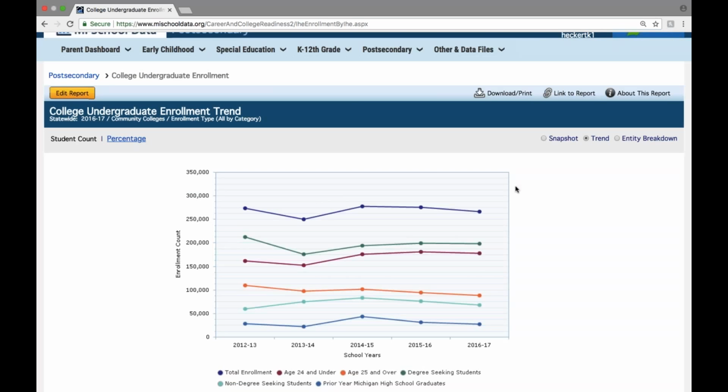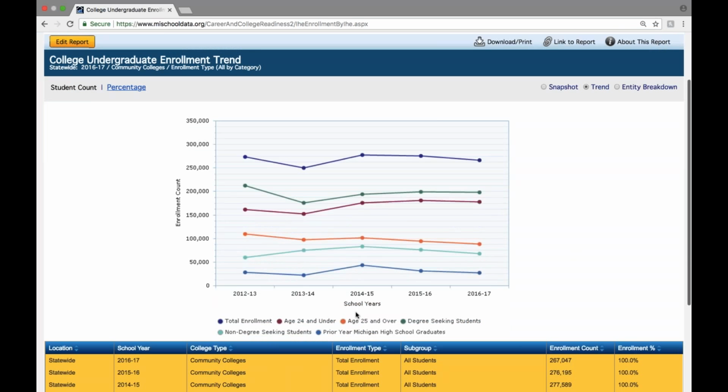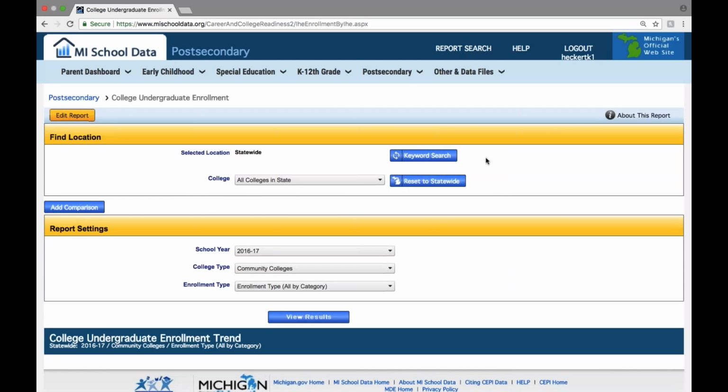This trend functionality, which I'm going to jump to right now, is going to give me the last 5 years of enrollment data for Michigan. Now, there's kind of a lot of colors going on, so I'm going to elect to go back to edit report, which are my report settings, and change up exactly what I'm looking at here. So I'm back to edit report.